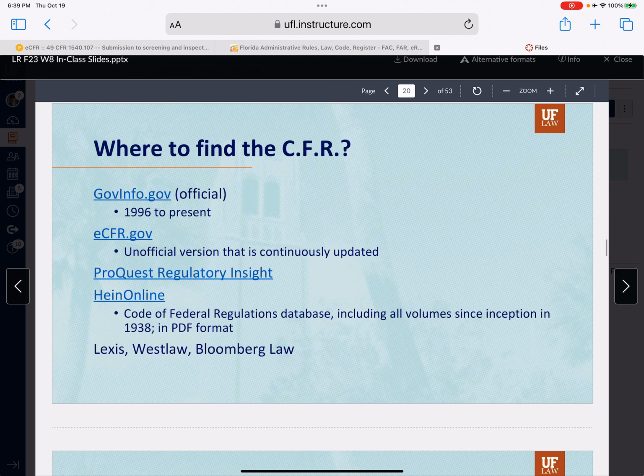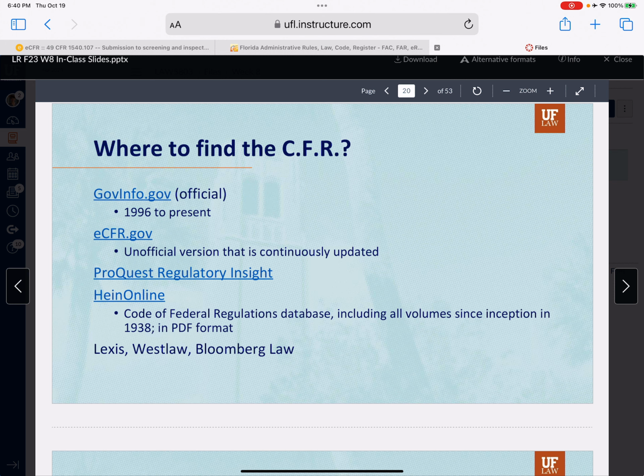Here's where we find the CFR. Govinfo.gov is technically the official. But again, we're looking at 1996 to the present, and it's only going to have the updated through those quarterly dates, right? The beginning titles on January 1st and then April 1st, right? So if something was enacted and it's in the Federal Register, but it's after that quarterly date for that title to be updated, it's not going to get updated in the official CFR for another year, right?